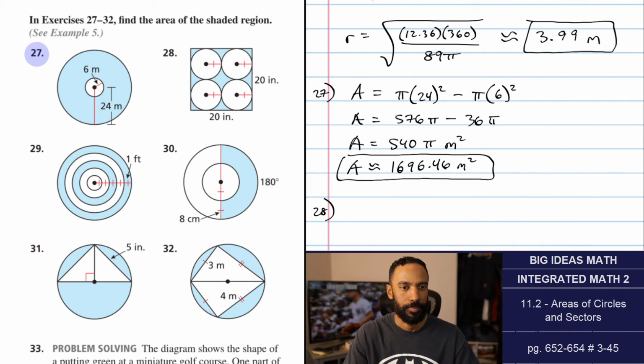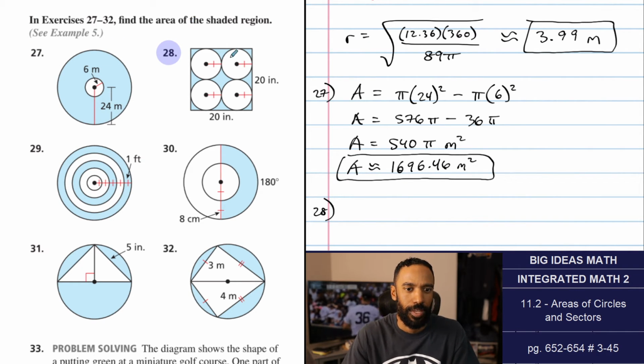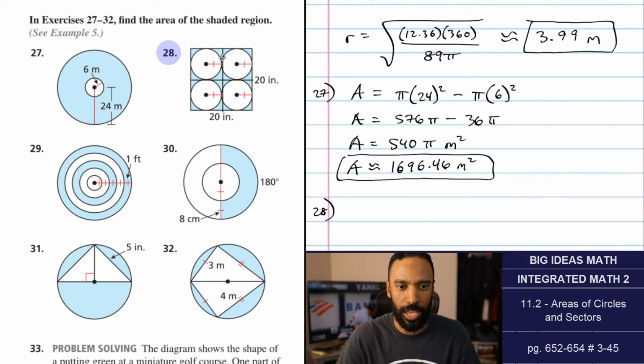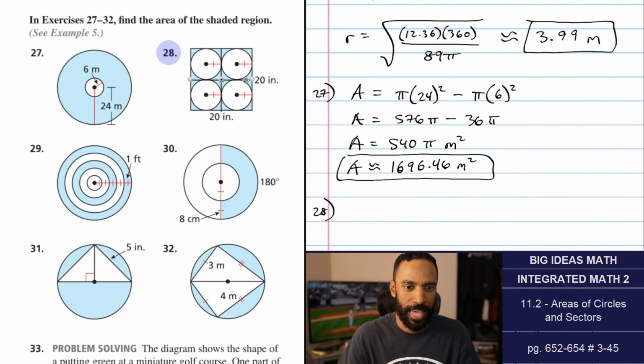Number 28. Here's the thing. This is just 4 of the same. They show these are congruent radii. It's just 4 of the same thing repeated over and over. So if we find the area of just one of them, let's just quadruple that entire set. I'm dividing this into quarters so you understand why I'm going to multiply whatever I do by 4. I'm trying to make it look nice for you guys.